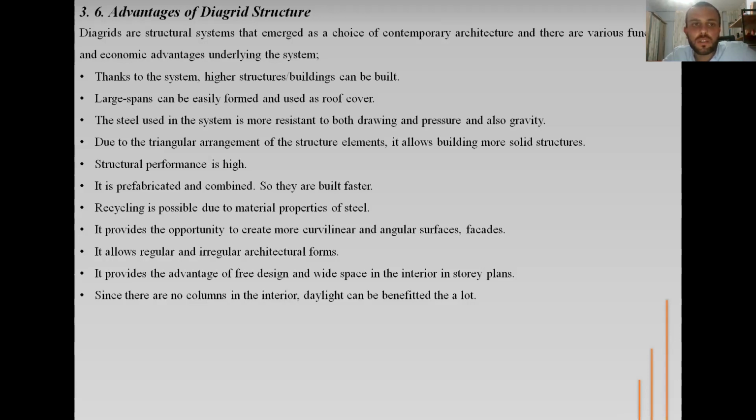functional and economic advantages underlying the system. Thanks to the system, higher buildings can be built. Large spans can be easily folded and used as roof corners. The steel used in the system is more resistant to both building pressure and gravity.